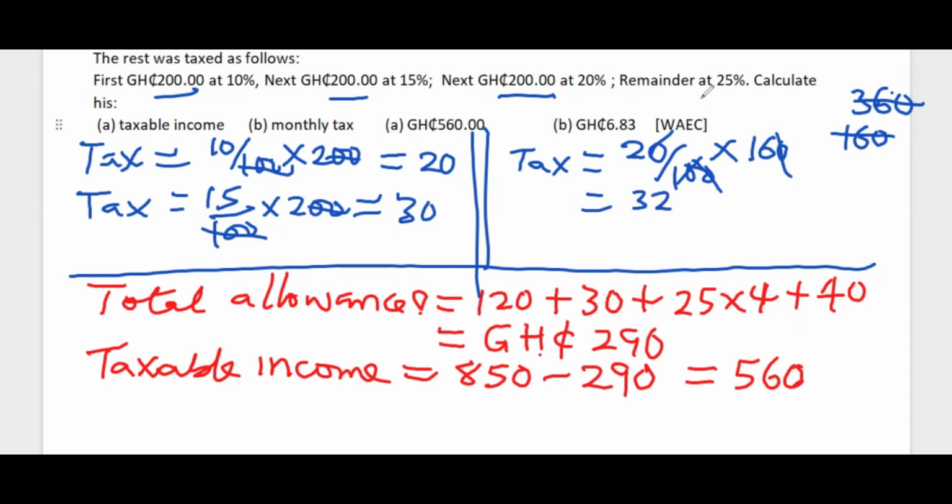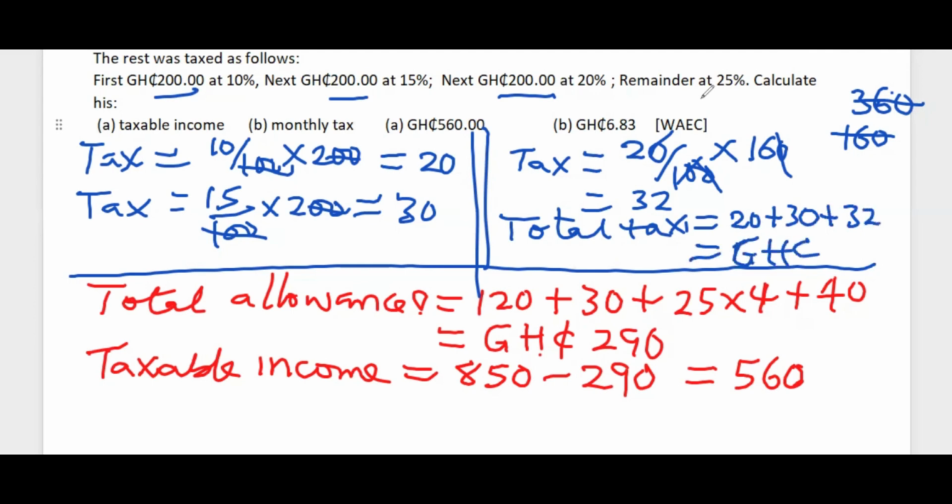So the total tax, therefore, is 20 plus 30 plus 32. That's 50 plus 32, that is 82 Ghana cedis. 82 Ghana cedis is the total tax.